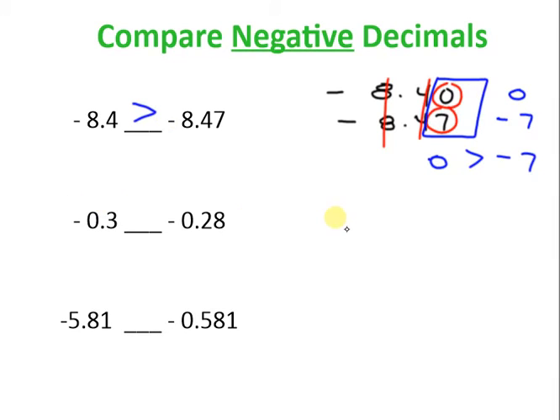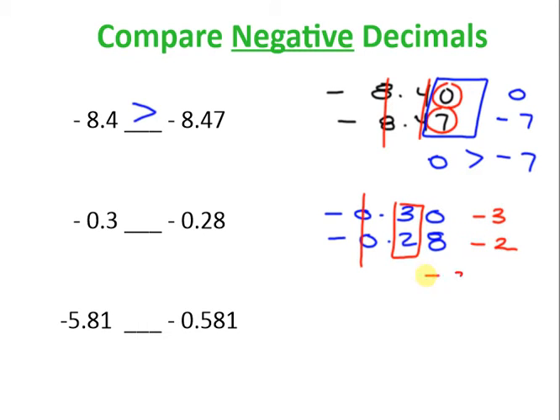Okay, let's try it with this one here, negative 0.3 and negative 0.28. I'm going to put a 0 as a placeholder here. So our zeros cross out, and then here we have a 3 and a 2. So again, think about it this way. You have a negative 3 and you have a negative 2. So if you were to compare them just as regular integers, what's the sign that you would put there? You would put a less than sign because negative 3 is farther away from 0, and so that's the appropriate sign that you would put there.